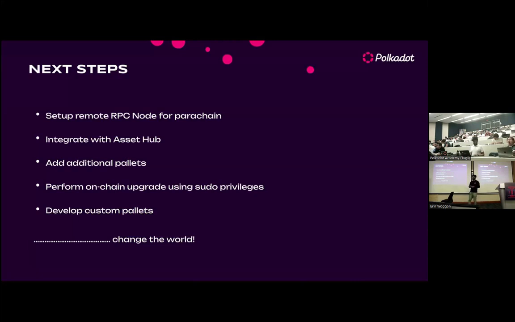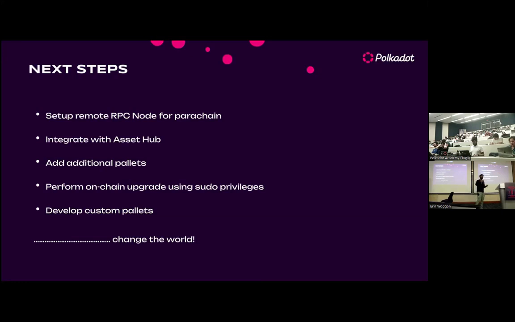So these are the steps that I would say would be logical next after you've done your first transaction on your parachain. Set up the remote RPC node, integrate with Asset Hub. This comes with a lot of perks. Whatever PBA token I had right now, it's just in my local network.